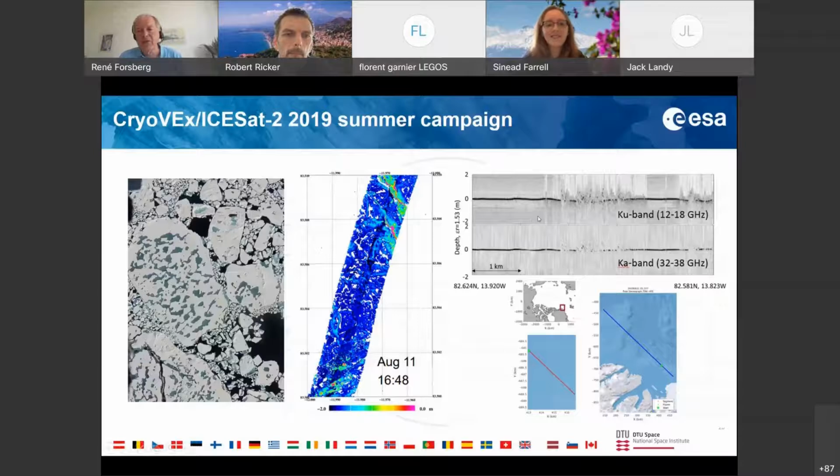And here you see some examples on the KU-KA band. There's some work being published right now by the CryoSat group on these experiments. But again, a rich data set waiting for people to grab it and use it for more science.